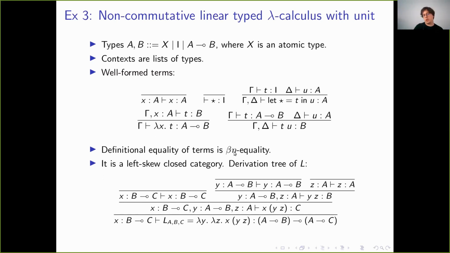And the definition of equality of terms is beta equality, so the morphisms of these categories are well-typed equivalence classes of well-formed terms modulo beta equality. So for example, this is a Left-skew closed category, and this is how you derive L. You're given in context x of type B log C, and you want to derive this. This is just lambda y of type A log B, lambda z at type A, and then just apply x to the application of y to z. And this is all typed. One can check in the derivation tree here.